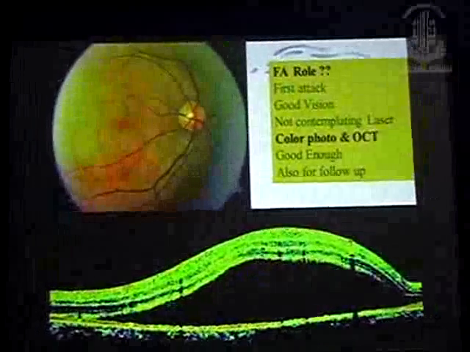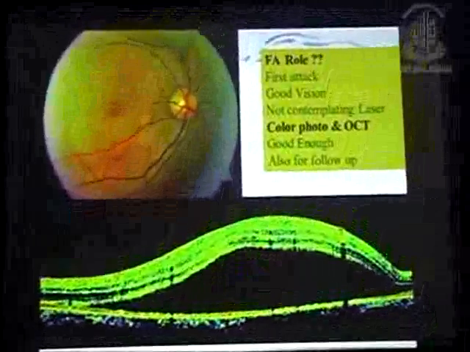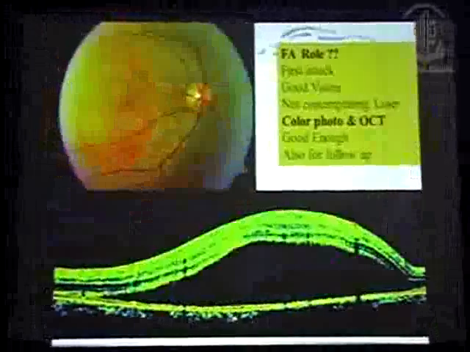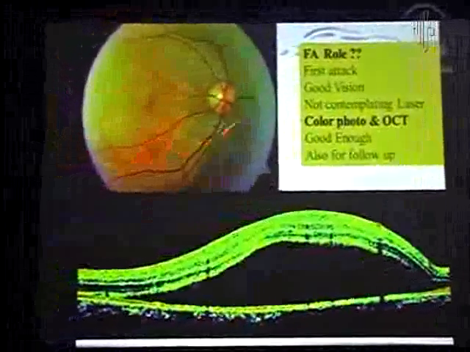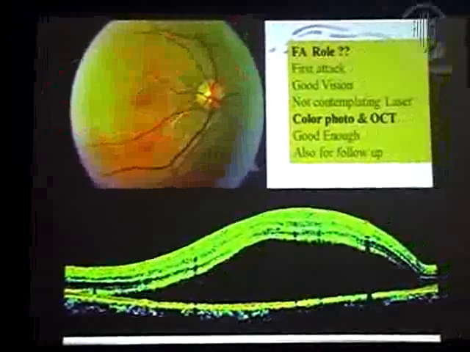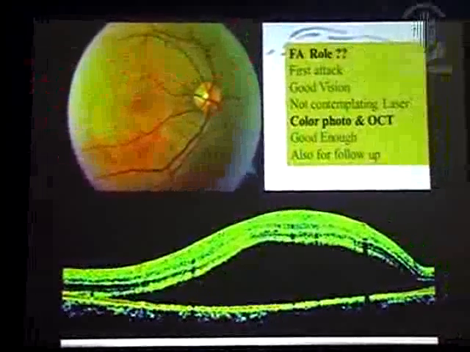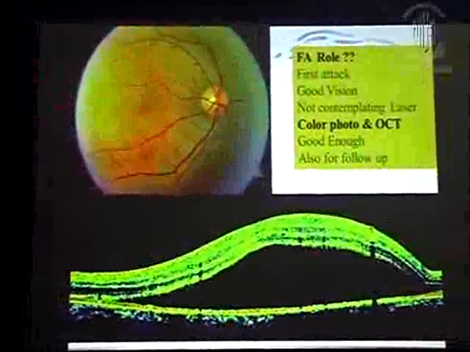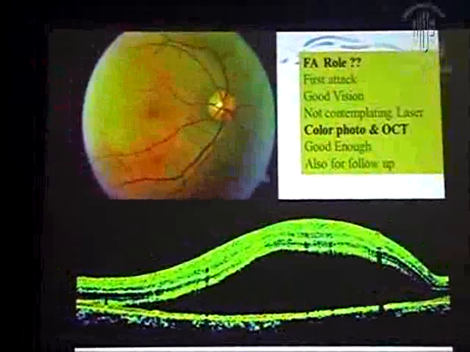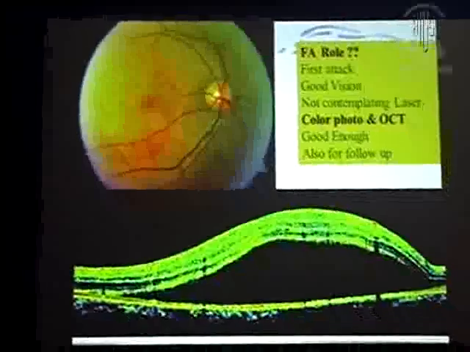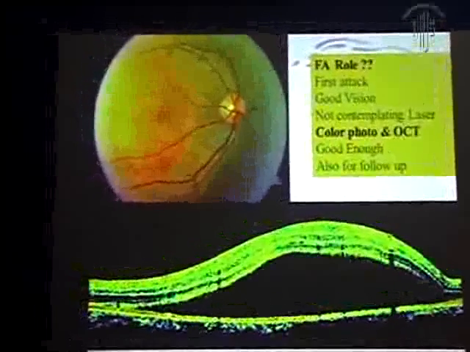So here is a patient who has this photograph here. The diagnosis is very, very obvious. It's a CSR. Frankly speaking, in first attack of CSR, I do not advise any fluorescein angiography. The color photograph and OCT is good enough.